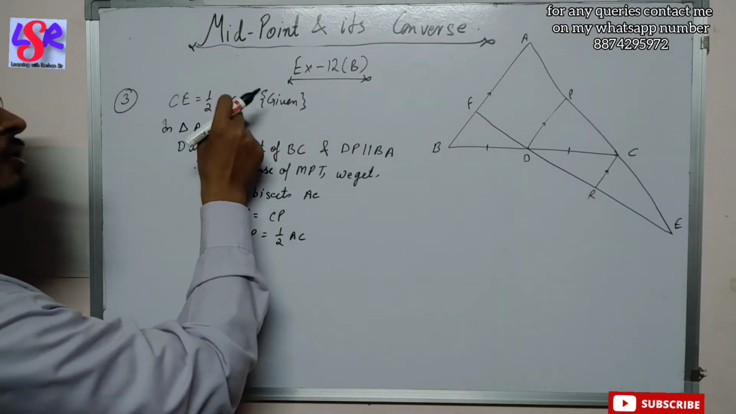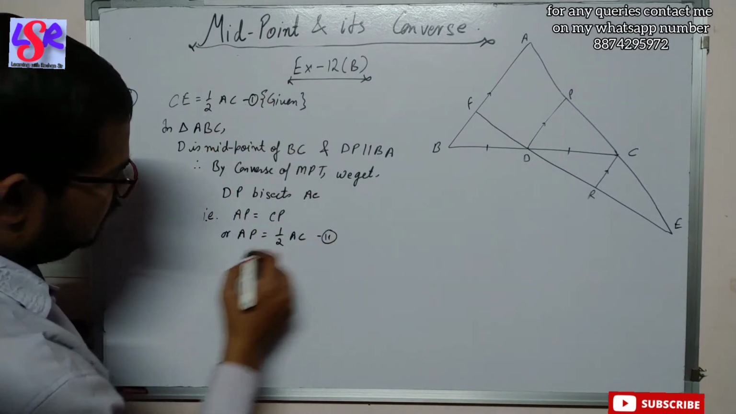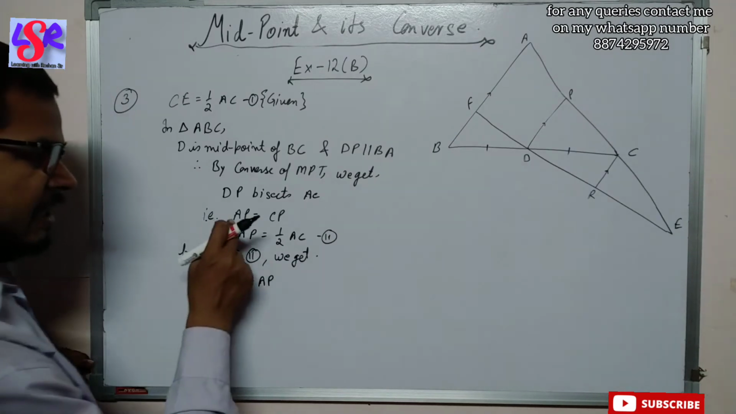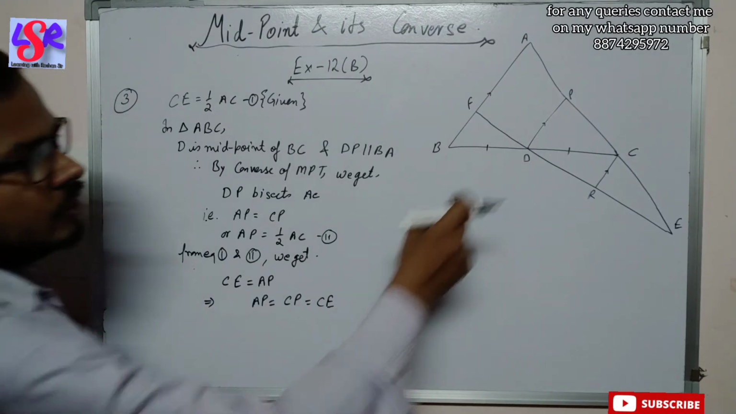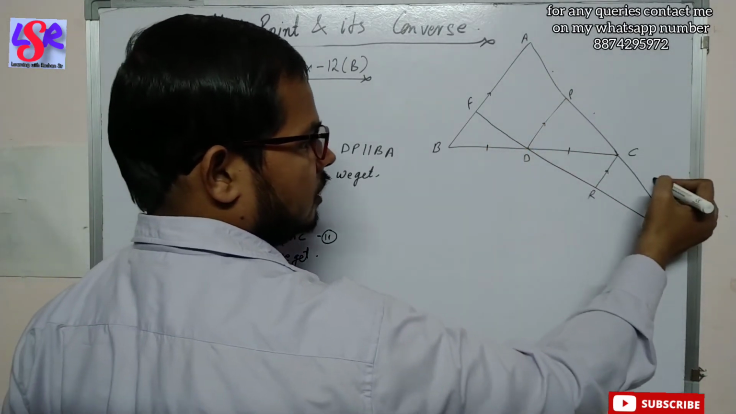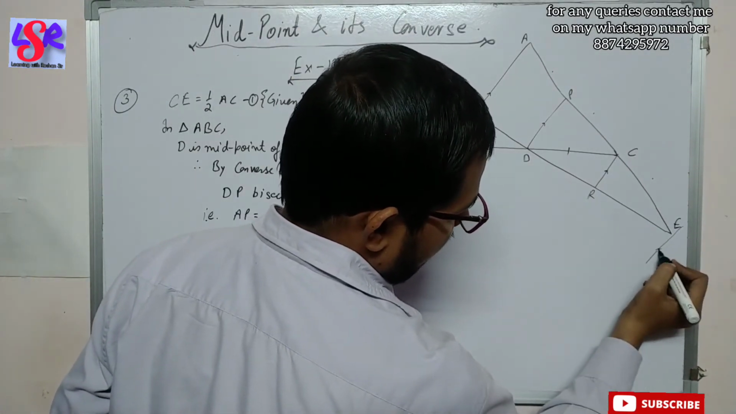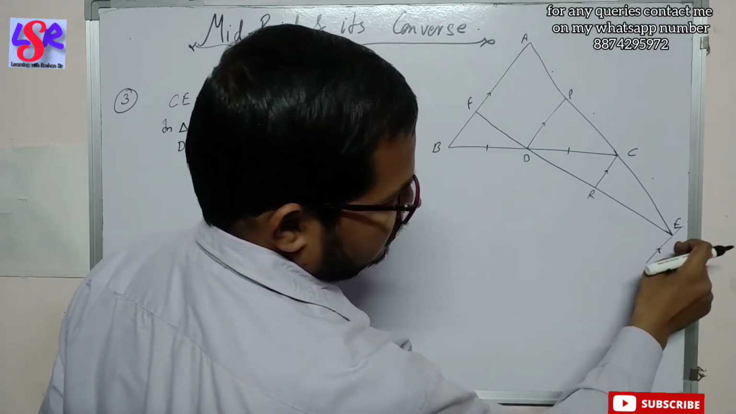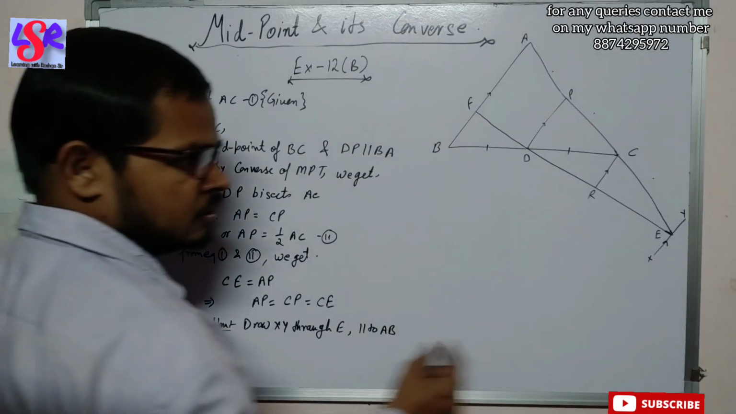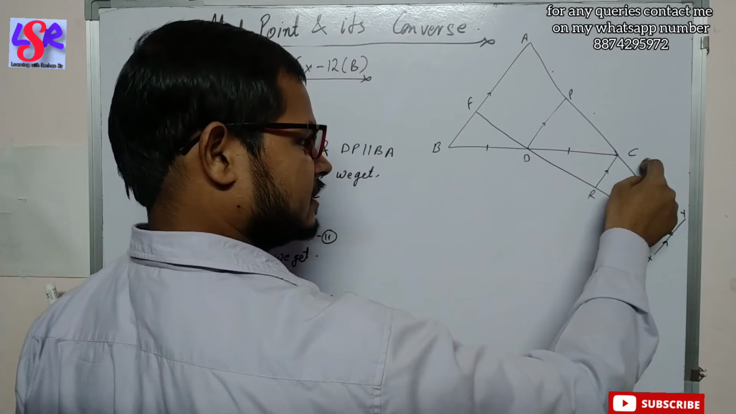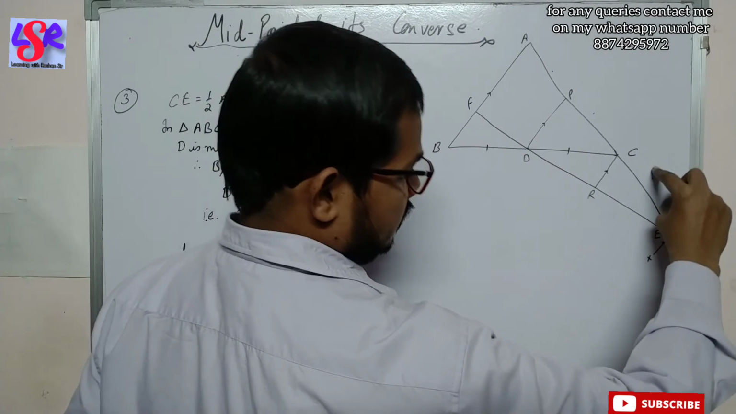Now as CE is also half of AC, so from equation number 1 and 2, we get CE equals AP. And as AP also equals CP, we can write AP equals CP equals CE. Now all the three sides are of equal length. Now we are going to do one more construction, a line parallel to AB passing through E. Here we draw XY through E, which is parallel to AB. So we have XY parallel to RC parallel to DP parallel to BA, and AP equals CP equals CE we have proved over here.